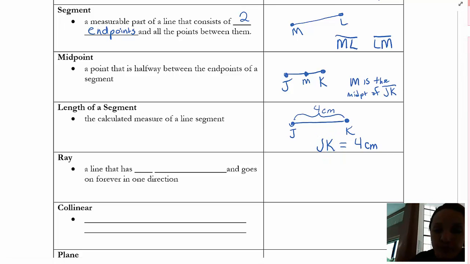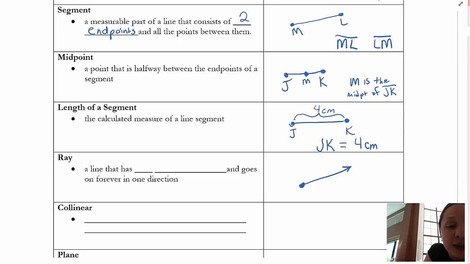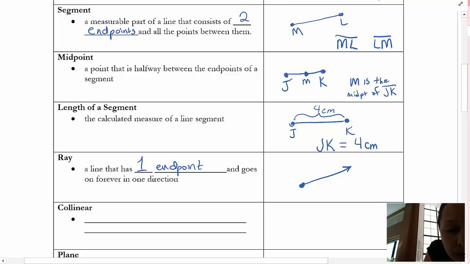Okay. So, moving on, we have next a ray. So what's a ray? A ray is like pew, pew, a ray gun. It starts at one point and goes in a certain direction, but does not go back in the other direction. It is a line that has one endpoint and goes on forever in one direction.